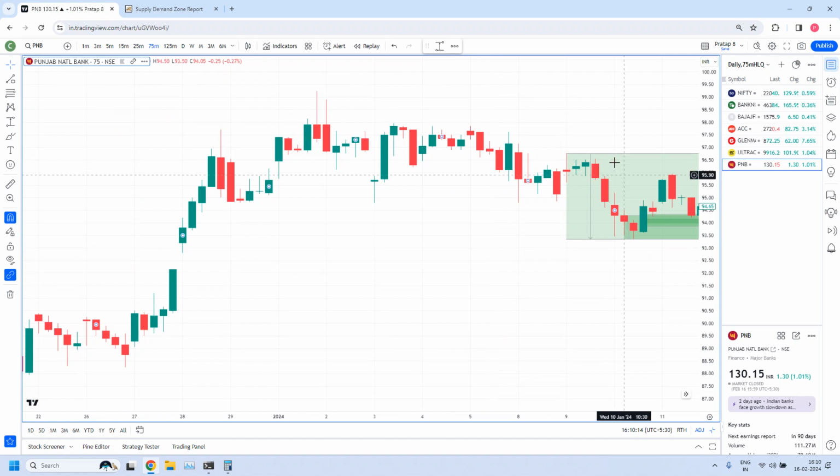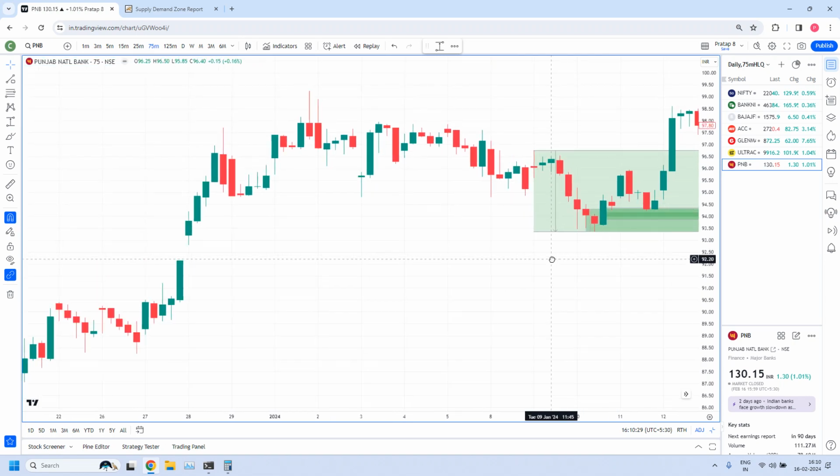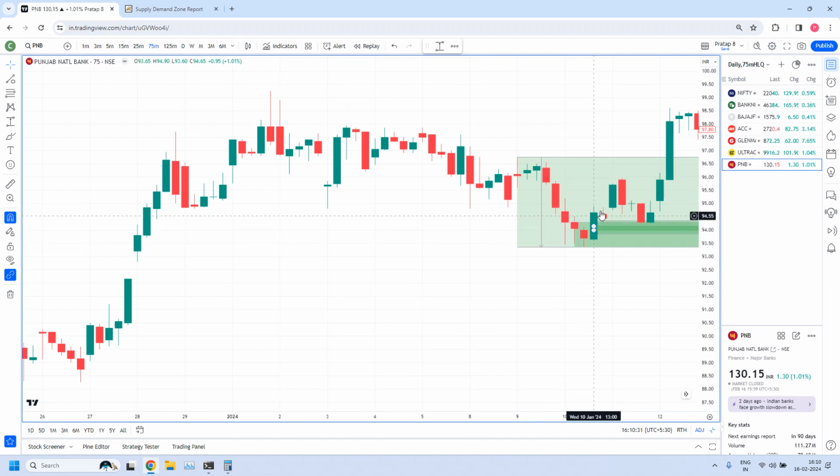This is a 75-minute zone. We have a drop candle, 1, 2, 3, 4 base candles and again a drop candle. Drop, base, drop. And previously we have identified a leg-in candle, 2 base candles and a rally candle.